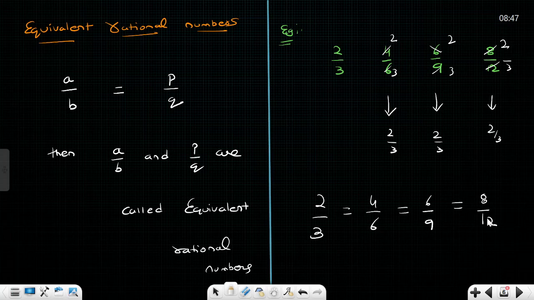It's very simple to understand. The only thing is, after simplification of the fraction, you should get back to the same original rational number. If you can get that, that means those 2 or 3 or 4 or whatever they might be are all called equivalent rational numbers.